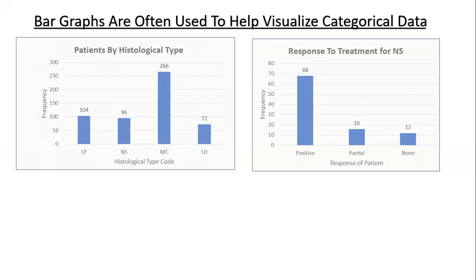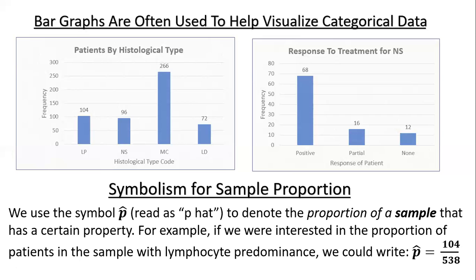We have some further terminology or symbolism that we want to introduce now. In this particular situation, remember that we weren't dealing with a population. These 538 cases were not all of the folks with Hodgkin's lymphoma. They were simply the ones in this particular study. Whenever we have a sample that we're working with, and we want to tell people that the proportion is coming from a sample rather than a population, we put a little hat above the P. So P hat denotes a sample proportion that have a certain property.